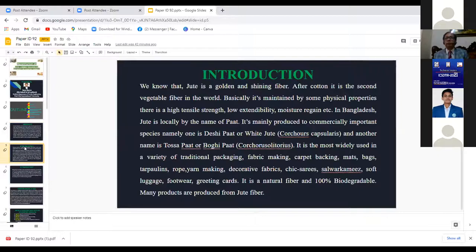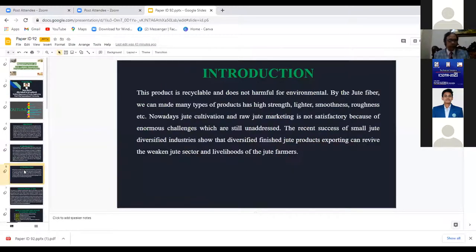Jute is a golden and shining fiber. It is a natural fiber and 100% biodegradable. You know that it is the second most important vegetable fiber in the world after cotton. Actually, it is not only a major textile fiber but also one of the value-added non-textile products. It is widely used for different purposes, such as fabric making, mats, bags, rope, and so on. We have already shared some names of products. We have produced many types of products from jute, but the most important thing is that those products are recyclable and not harmful to the environment. It has high strength, lightness, smoothness, etc.